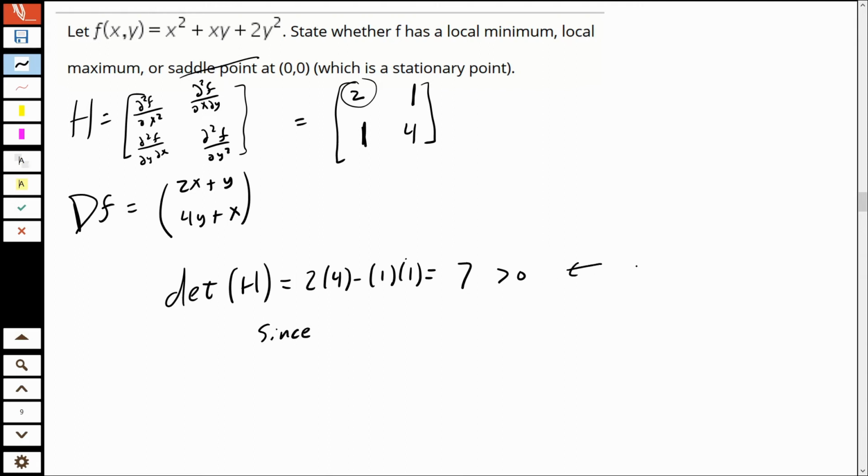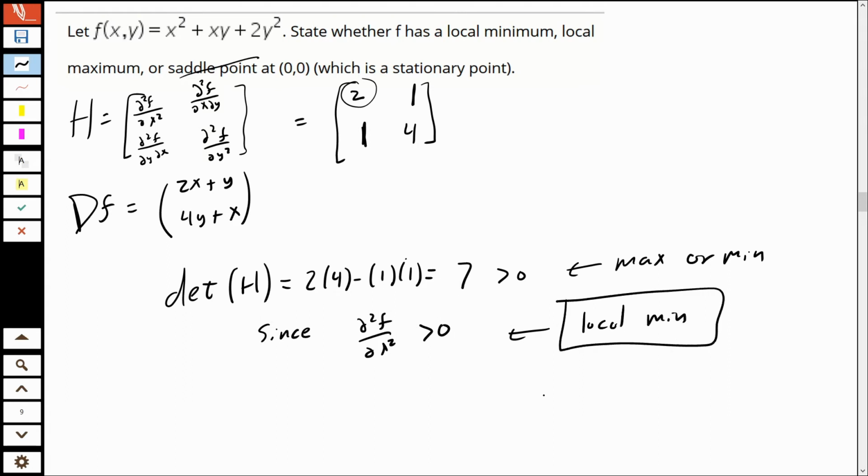So this right here tells us max or min. So since d squared f dx squared is bigger than 0, this tells us that it's a local minimum.